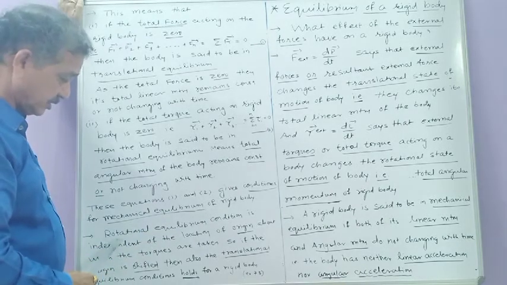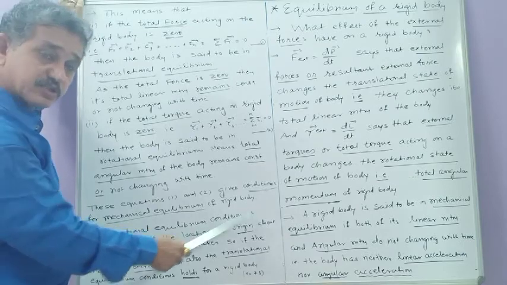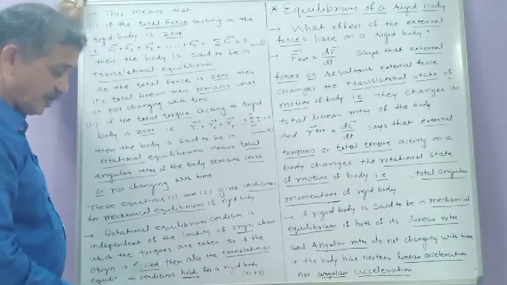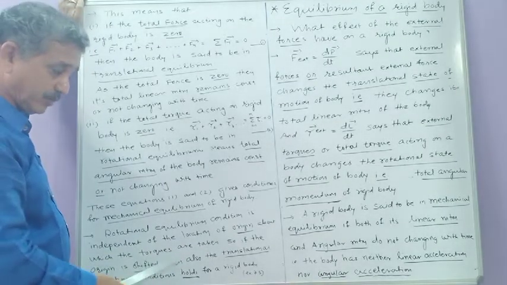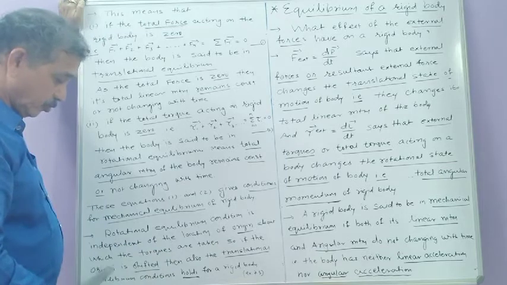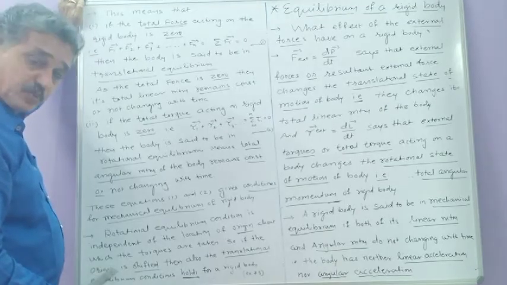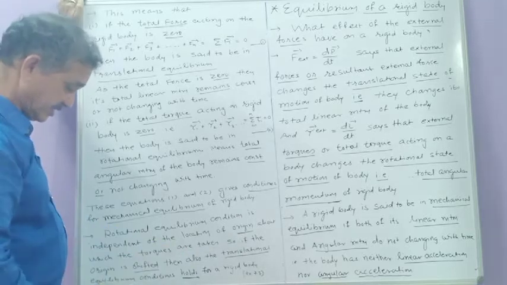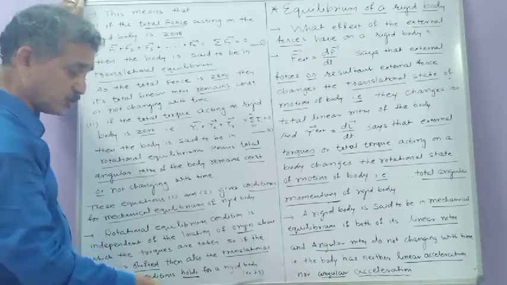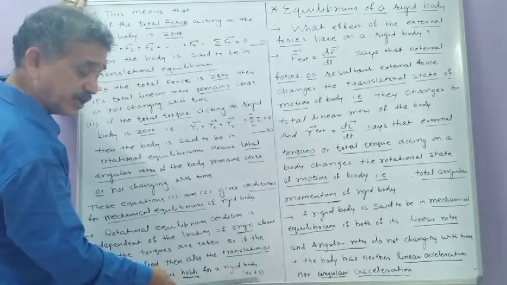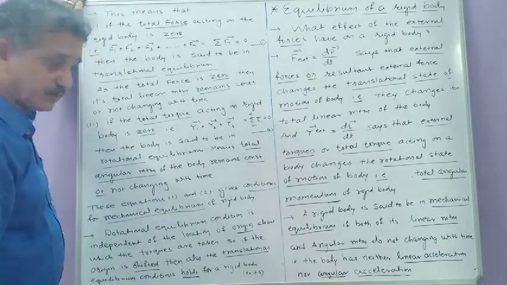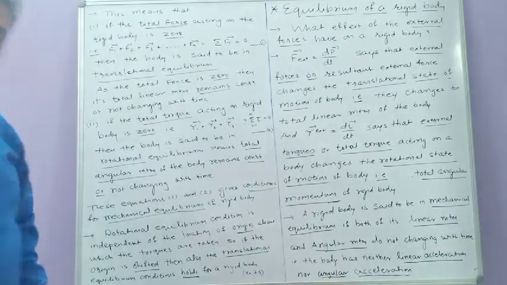The rotational equilibrium condition is independent of the location of the origin about which we are considering the torques acting on a body. So if the origin, that means the reference point, is shifted, the translational equilibrium condition still holds for a rigid body, and you can see its proof in example number 7.5. Let us see the next one.